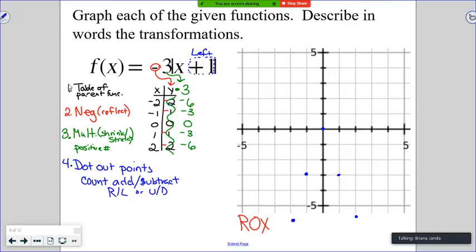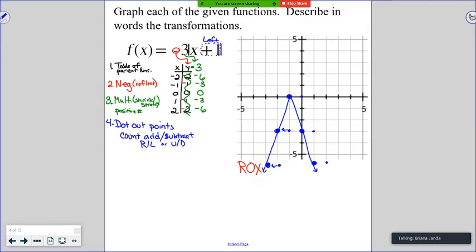So now I would take each of these individual points that I dotted out and move them left 1. My final points then would be here, here, here. If you want to use multiple colors in your picture, you are absolutely welcome to, or mark them differently, or whatever is going to make most sense to you. But that would be our final picture.